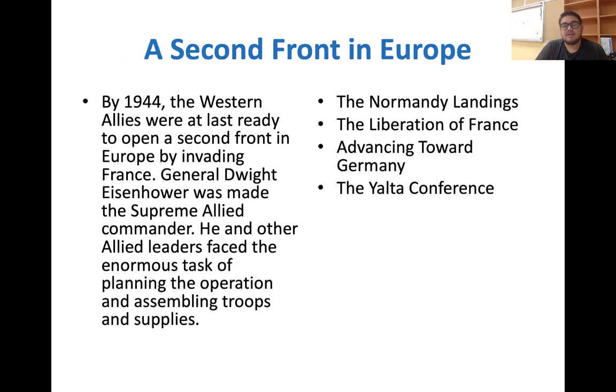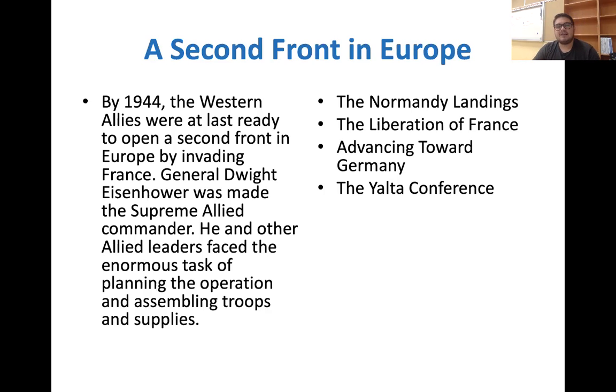The second front in Europe. Now we're going to talk about the Western Front. By 1944, the Western Allies were at last ready to open a second front in Europe by invading France. General Dwight Eisenhower was made the supreme Allied commander. After his incredible display in North Africa and Italy, he's going to get promoted to be the guy in charge of all of Europe. Whatever's fighting in Europe, you're the person who's going to lead the charge and strategize everything, right? He's going to be the supreme Allied commander.